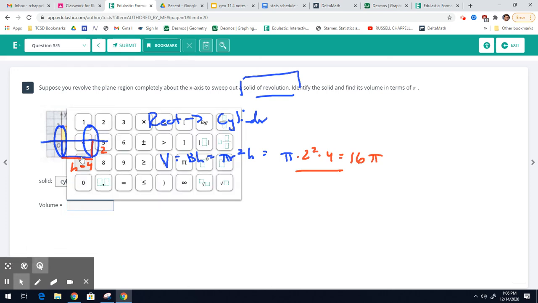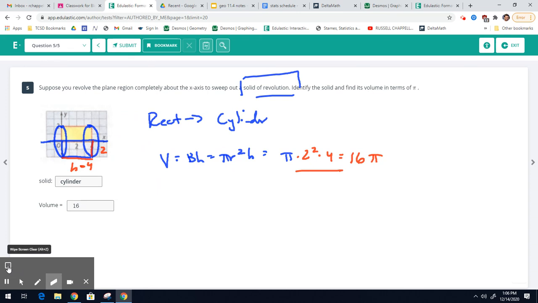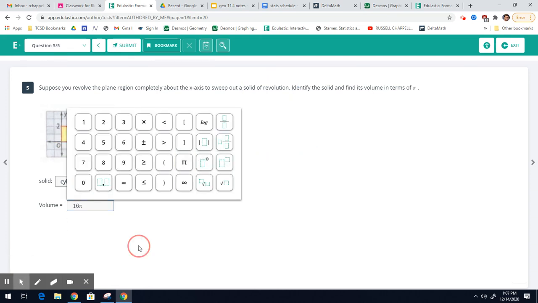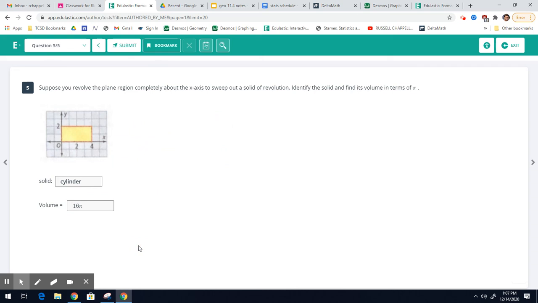So in here, notice I have this given to you, and notice that in there, one second, you'll see the pi button, 16 pi. There you go. All right, great.